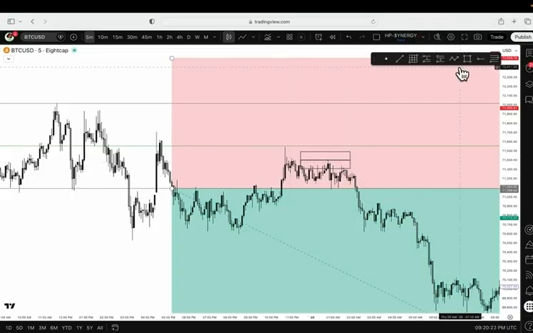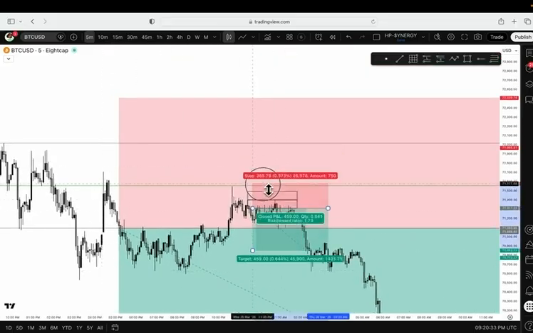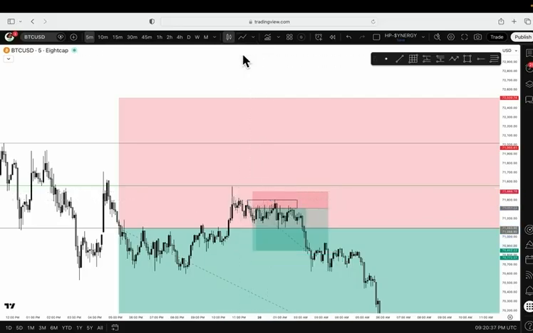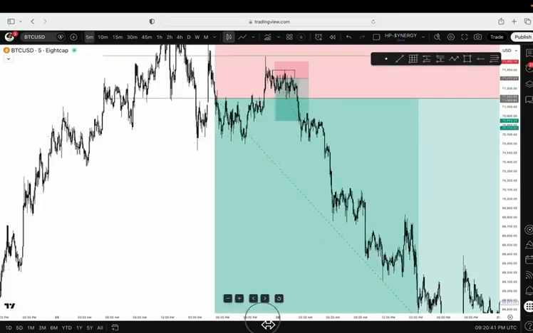Okay, so now we put our SL here, we put our entry, like, okay, the first touch after this block is this. So we'll put our SL here and move this one. So let's count what we can get.